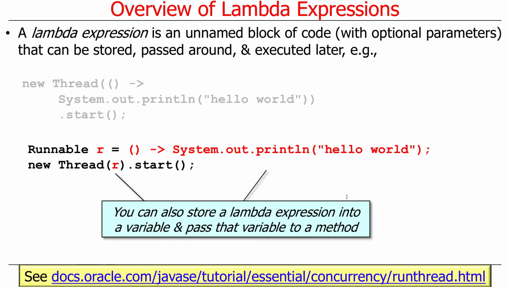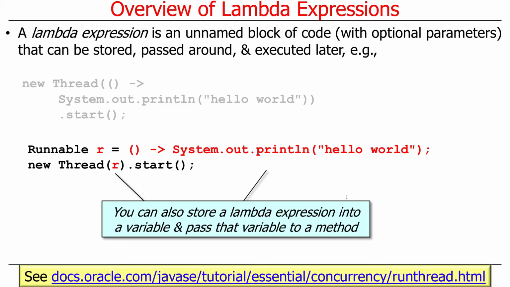You can also store Lambda expressions in variables or fields. So here's an example where we're going to store the Lambda expression for System.out.println hello world in a local variable called r of type Runnable. And then we can pass r to the Thread constructor in order to start the thread to run that computation.